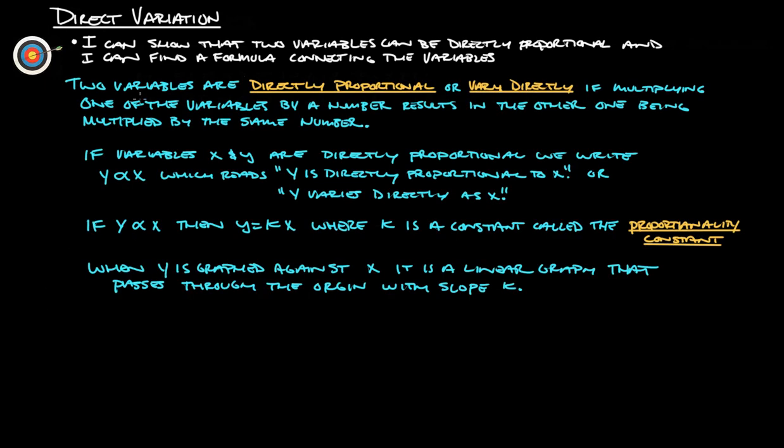Two variables are directly proportional, or vary directly, if multiplying one of the variables by a number results in the other one being multiplied by the same number. If variables x and y are directly proportional, we write y varies directly as x, or y is directly proportional to x. If y varies directly with x, then y equals k times x, where k is a constant called the proportionality constant.